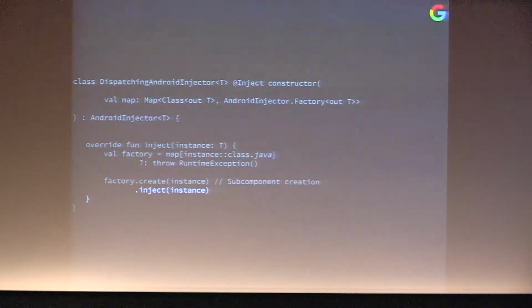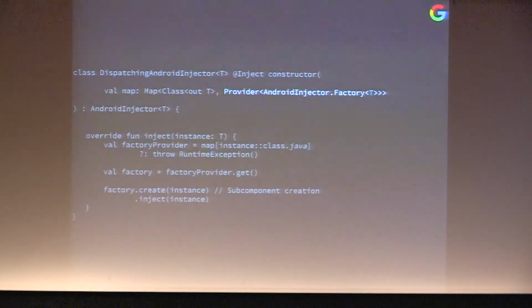So this is not the real code. The real code looks like this. Instead of having a map of a class to a factory, you will have a map of a class to a provider of a factory. So it's a bit complicated, but it's done automatically with Dagger. Instead of providing your actual dependency, Dagger allows you to provide a provider of these dependencies that you can call to get a new instance every time that you want.